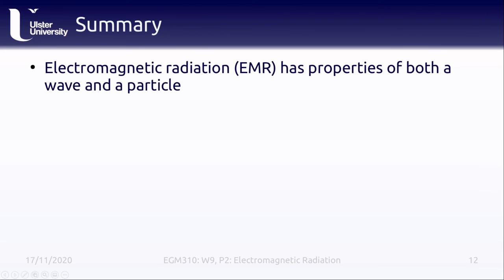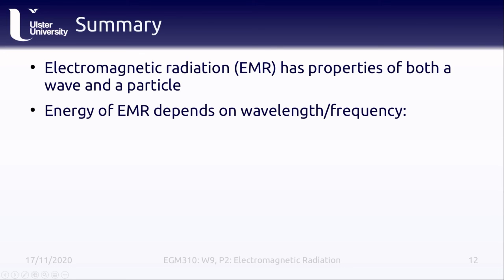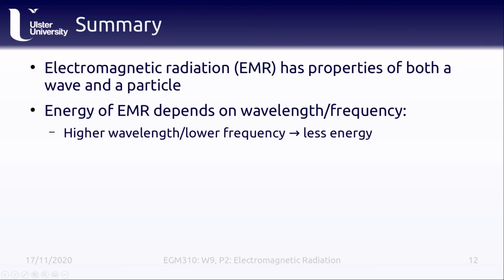As we've seen in this lesson, electromagnetic radiation, or light, has the properties of both a wave and a particle, which is only a small part of what makes our universe such a strange and wonderful place. The energy of electromagnetic radiation depends on its wavelength or its frequency. Higher wavelengths or lower frequencies mean less energy, and vice versa.